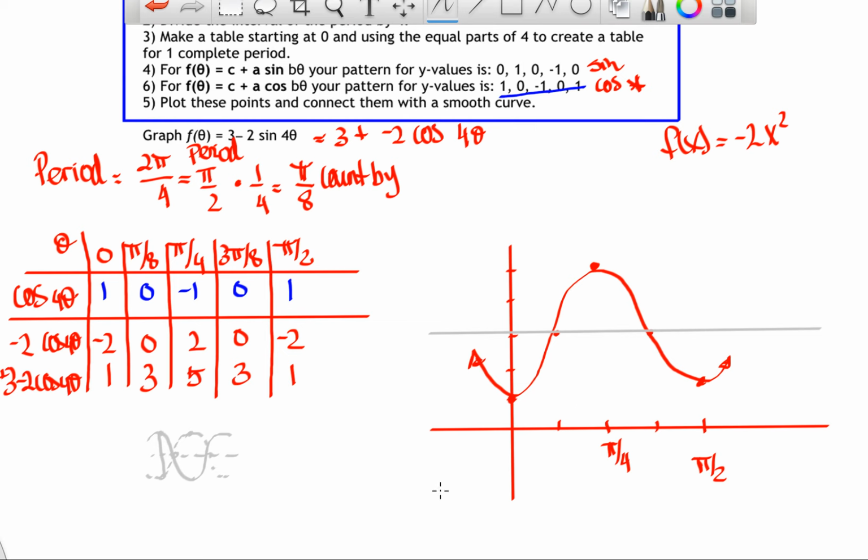So that is exactly what you should be expecting. And when you do a couple of these, you'll start getting the hang of this. And hopefully this will make sense.